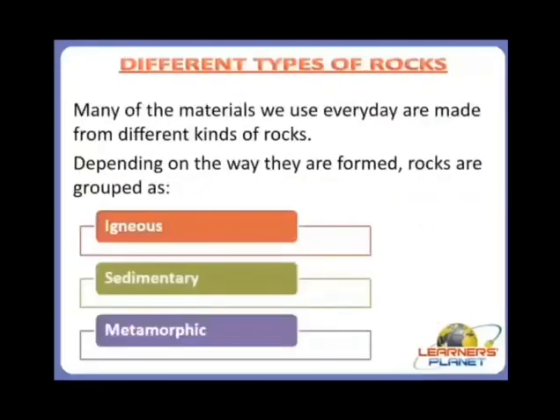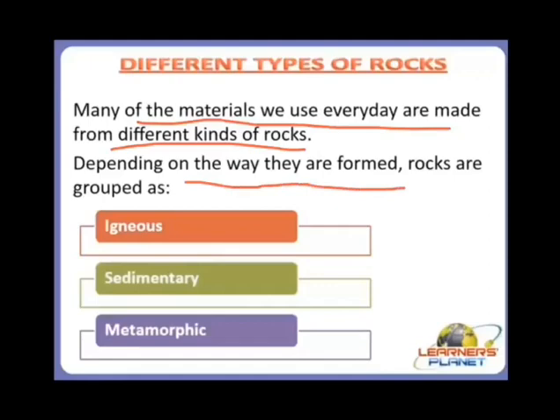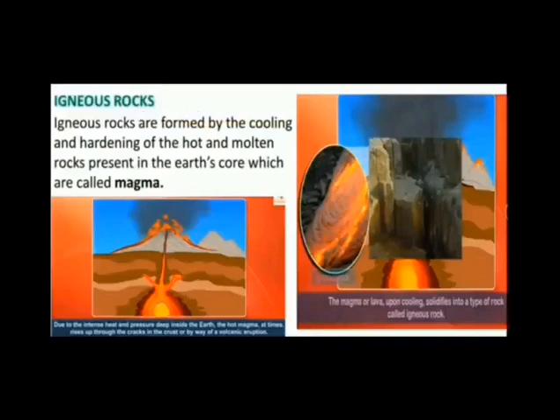Many of the materials we use every day are made from different kinds of rocks. Depending on the way they are formed, meaning how the rocks form by themselves in a natural way, rocks are grouped as the igneous rocks, sedimentary rocks, and the metamorphic rocks. Okay, so let's discuss the igneous rocks first. So the first rocks are the igneous rocks.